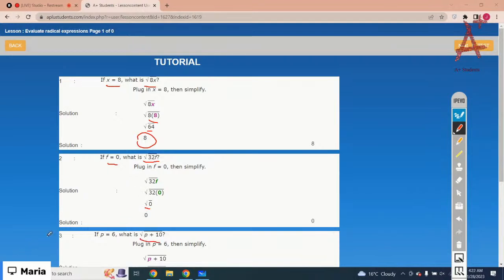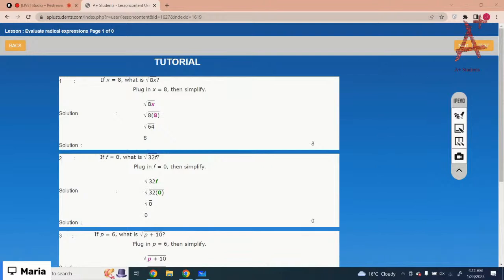Okay, the next one is p equals 6 and you have to evaluate square root p plus 10. So just replace the variable with the value. Here you have p plus 10, so it would be 6 plus 10, and 6 plus 10 is square root 16. Got it? So we can write 16 as 4 times 4, so you can write it as 4 squared. The square and square root cancel out each other and you are left with 4. Got it? Okay, let's just start with the test questions so that you can do the practice question.